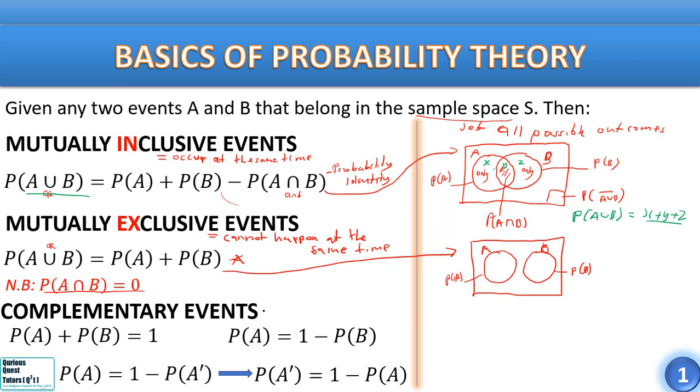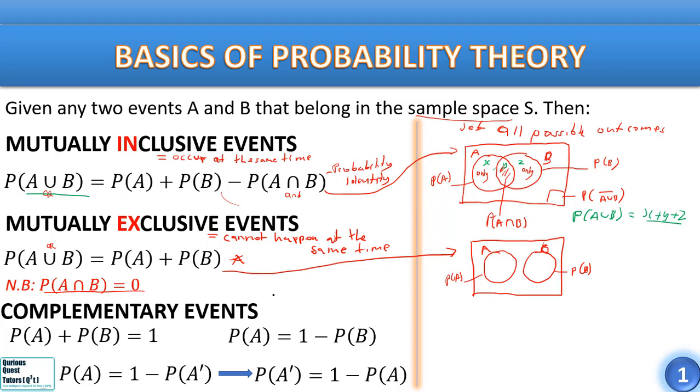Complementary events are in a way mutually exclusive events in that they also cannot happen at the same time. But what we want to emphasize here is that the sum of those two probabilities is known exactly, what it's going to be equal to. The sum of those two probabilities of A and B is always going to be 1.